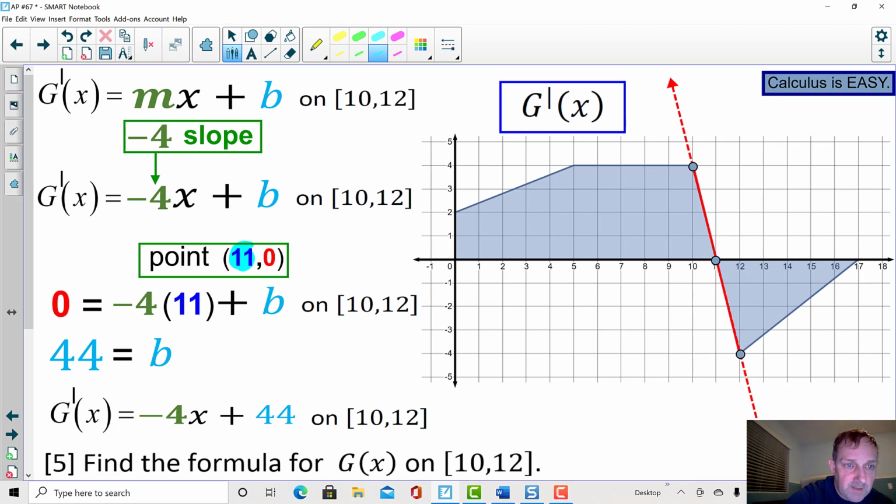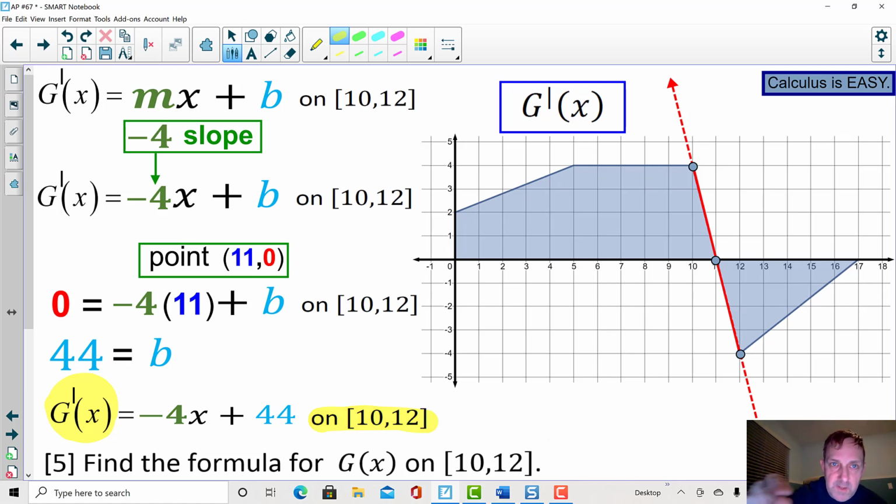The 11 is the x, so I plug in an 11 for the x. And the 0 is the y, so I'm going to plug in a 0 for the y value. In this case, it's our g prime value, but that's kind of like the y value. You see I'm getting -44, so I'd have to add 44 to both sides, and then I figure out that b is equal to 44, so I can plug in a 44 for the b. And now I have the equation for g prime of x on the interval from 10 to 12.